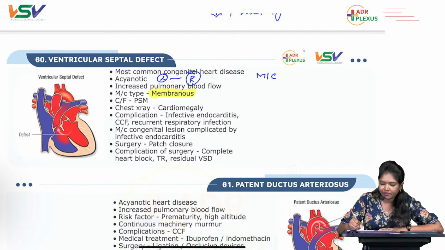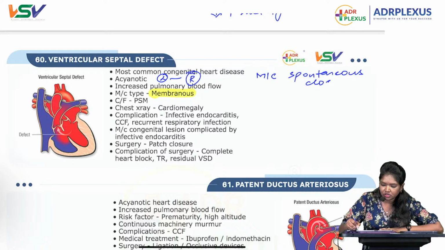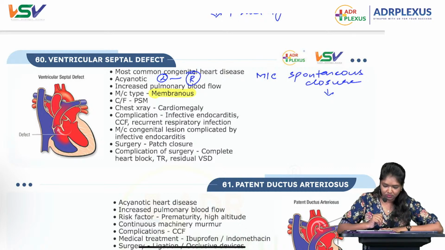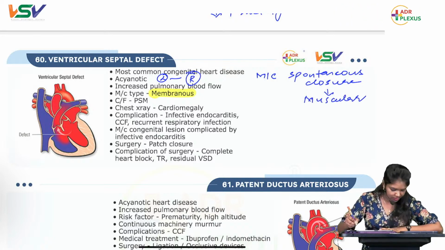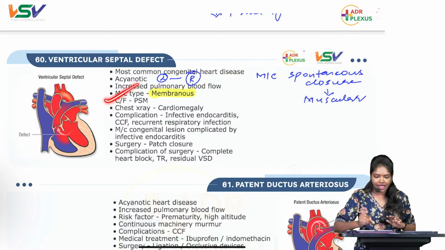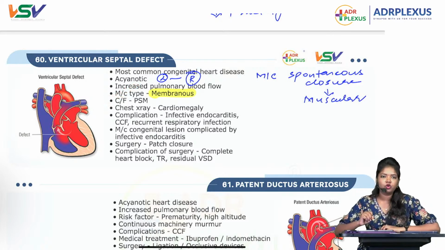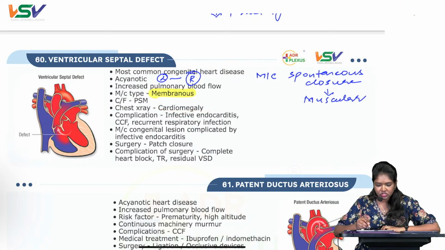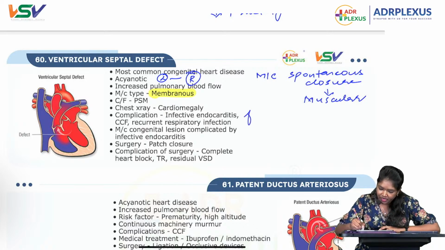Which is the most common type which undergoes spontaneous closure, guys? What is the answer? Spontaneous closure? Muscular, good. Muscular undergoes spontaneous closure. It is characterized by a pansystolic murmur in the left lower sternal border. Chest X-ray, you will see cardiomegaly. Complications, you can have infective endocarditis, failure to thrive, congestive cardiac failure, respiratory infections.